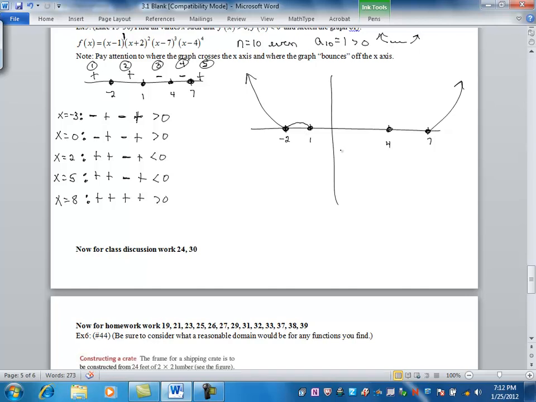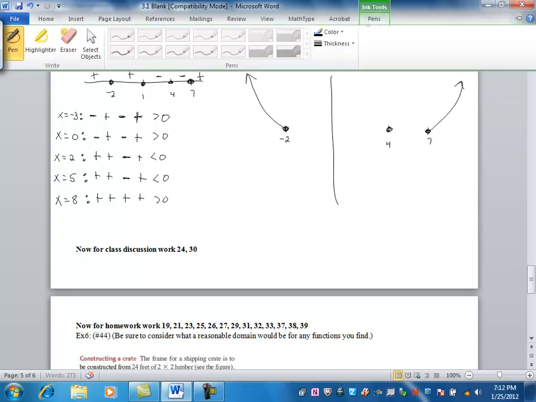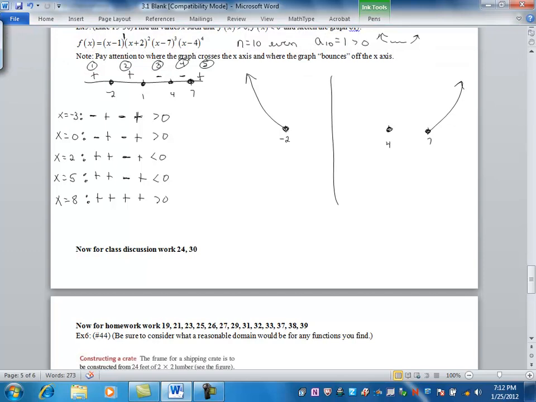You know what? That's a 1, isn't it? My apologies. Let's fix this here. We certainly do not want 1 being to the left of the x-axis. That would not be good. So let's fix that here. Here we go. Alrighty. We said between negative 2 and 1 we are positive. There we are. And then from 1 to 4, notice we're negative.